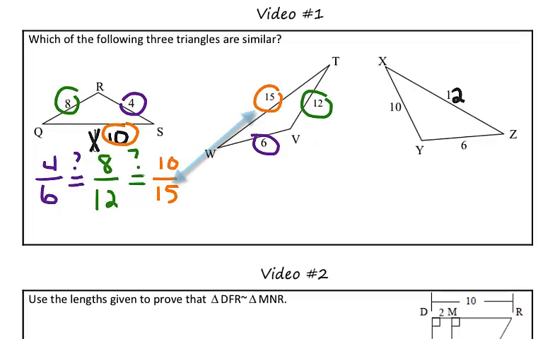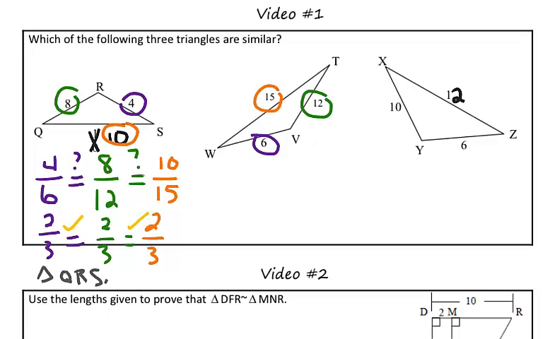So our question is, do these all reduce to the same ratio, or are all of these equal to each other? Taking a look, 4 over 6 reduces to 2/3. 8 over 12 reduces to 2/3. And 10 over 15 also reduces to 2/3. Therefore, since they all reduce to the same value, they are proportional. So we can state that triangle QRS is similar to triangle TVW by side, side, side.